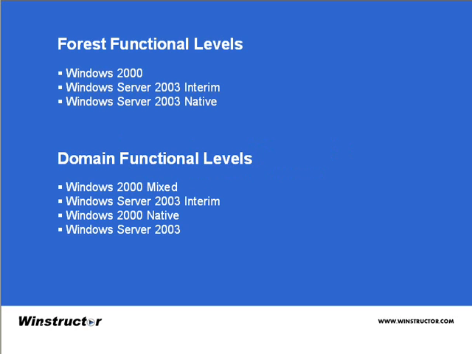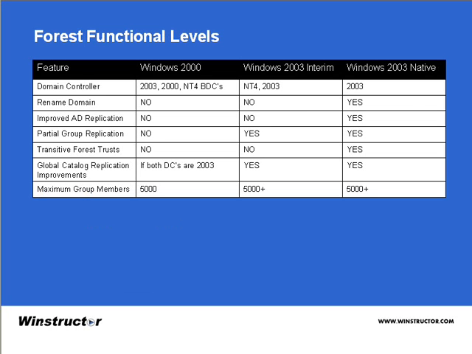The forest functional levels are Windows 2000, Windows Server 2003 Interim, and Windows Server 2003 Native. The domain functional levels are Windows 2000 Mixed, Windows Server 2003 Interim, Windows 2000 Native, and Windows Server 2003. Forest functional levels provide a way to enable forest-wide Active Directory features in your network.